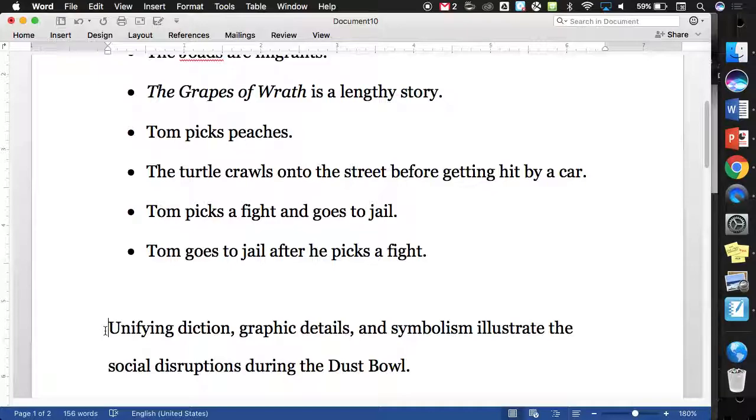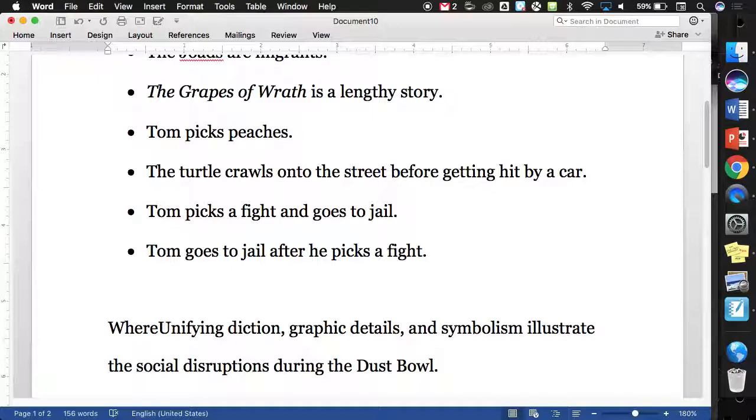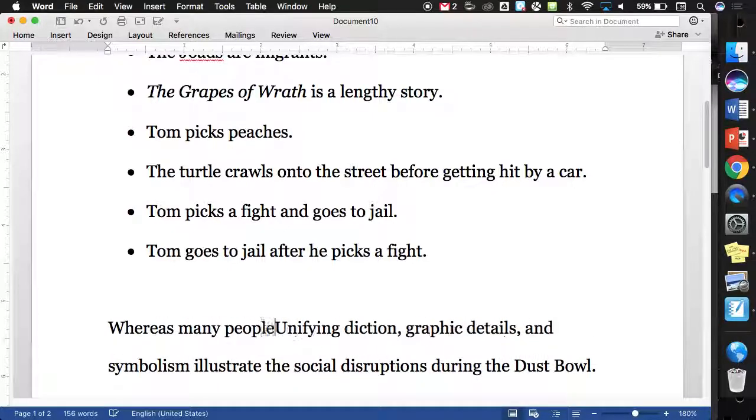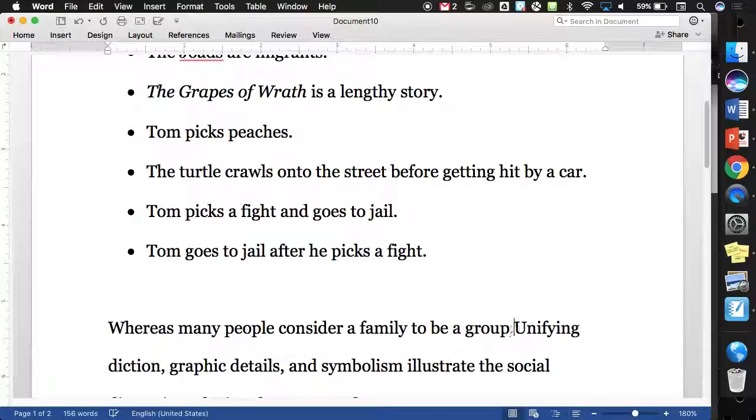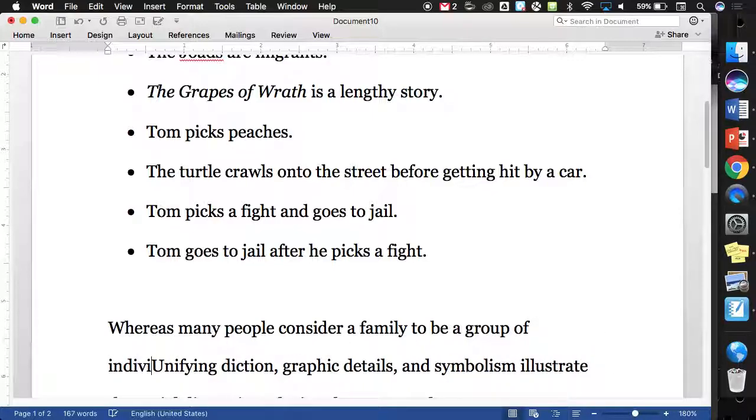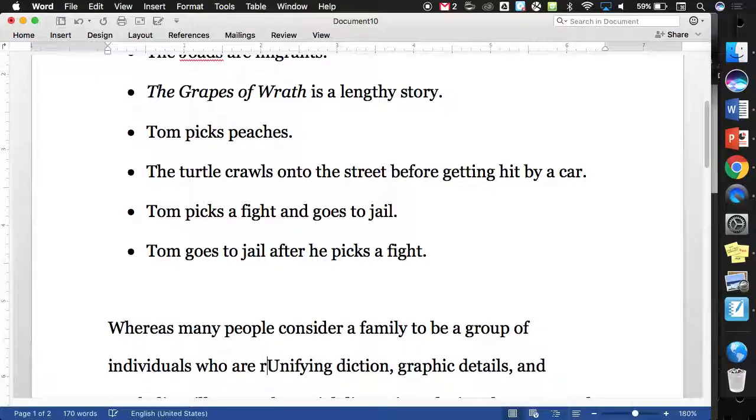Basically what you would want to do with your attention grabber, with your hook, and I'd say about 2 sentences, is establish relevance. Why does it matter? What's the significance? What's the relevance to this? So I could start with, whereas many people consider a family to be a group of individuals who are related to one another. I'm not worrying about to-be verbs because I'm just drafting.